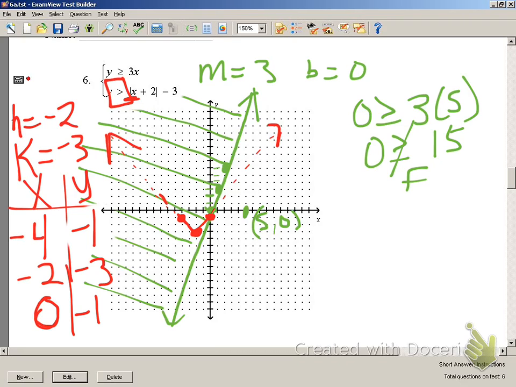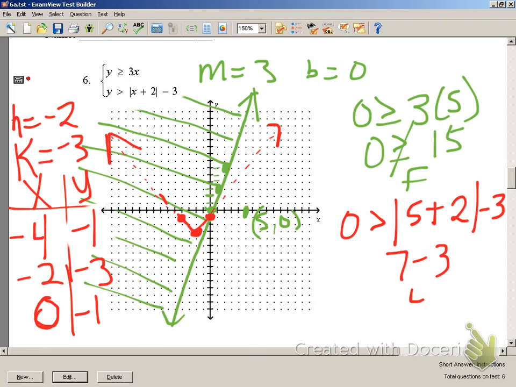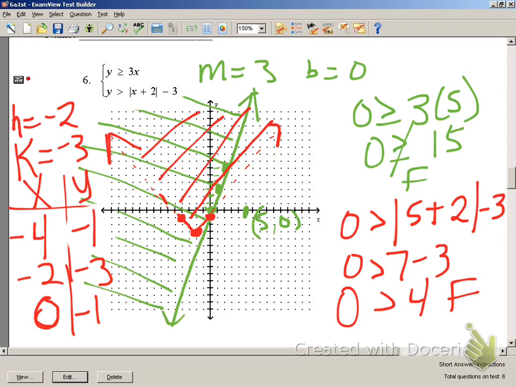So going back to my original, 0 greater than the absolute value of 5 plus 2, minus 3. 7 minus 3 is 4. Is 0 greater than 4? That is a big false. So that means I'm going to have to shade everything inside my inequality.